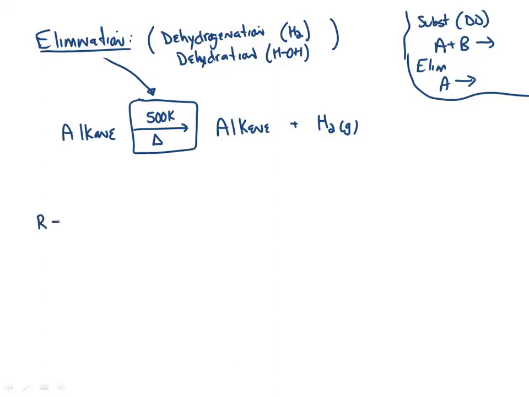Okay, so if we take a look at an alkane molecule, we can draw it like this. And what I'm emphasizing is that I've got two hydrogens like that, right?